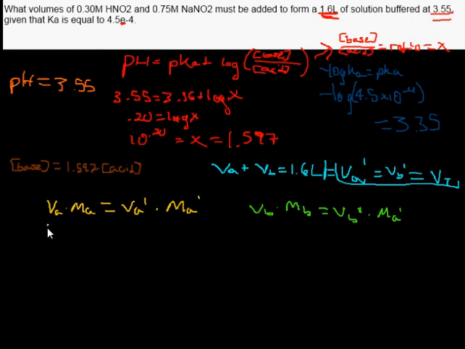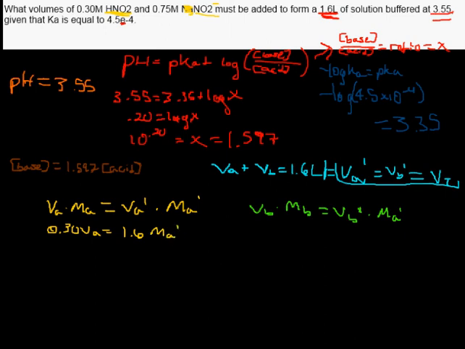So, do we know the initial volume? No. Do we know the initial concentration of the acid? Yes, it's 0.30. This is the acid, remember? This is the acid because it has an H at the end of it. We could just take out the Na, add the minus, and there we go. That's our base. So, 0.30 times V of A. Do we know the final volume? Yes, we just established it's 1.6. We do not know the final concentration, though.